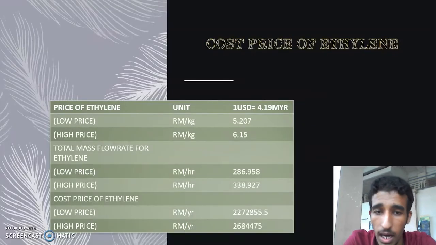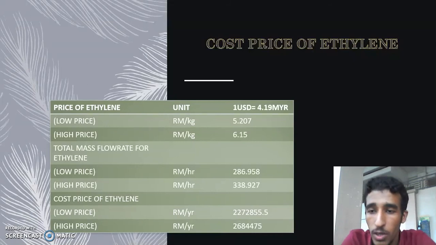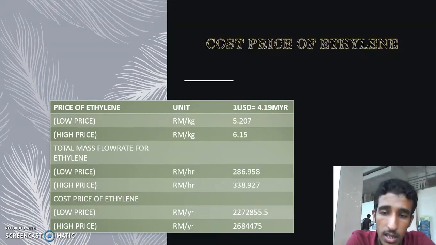For the ethylene, we are producing and selling using the same converter of 1 USD to 4.19 ringgit. So we are pricing ethylene at the lowest price of 5 ringgit per kg, and the highest price is 6 ringgit per kg. So the total mass flow rate of ethylene per hour at the lowest price is over 200 ringgit per hour, and at the highest price is 300 something ringgit per hour.